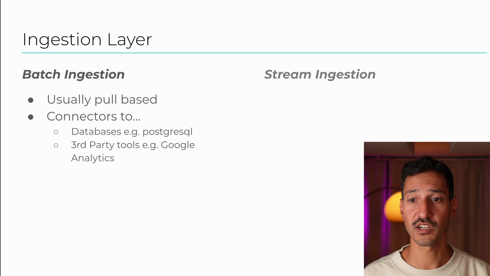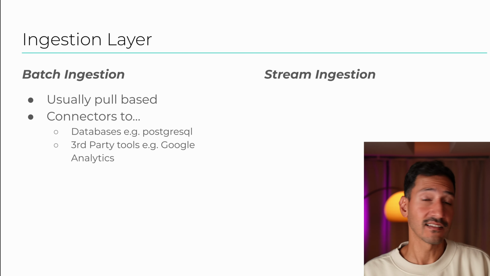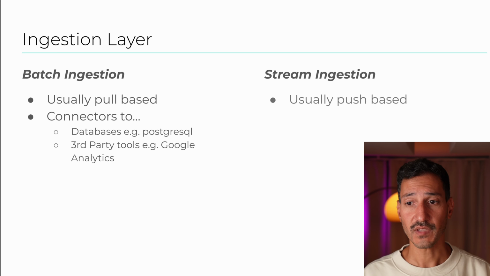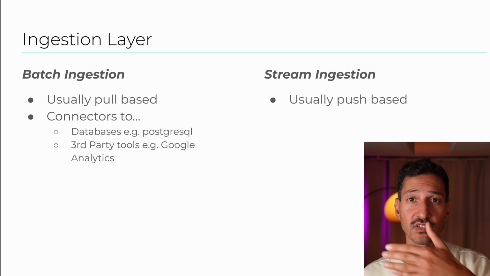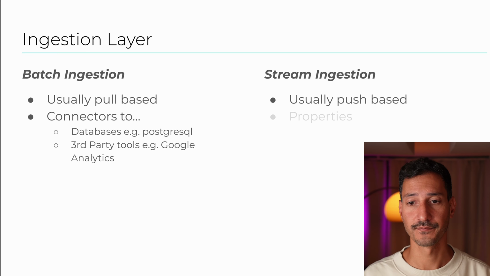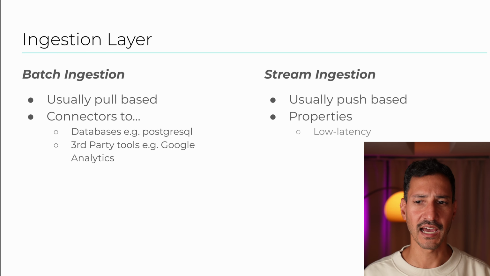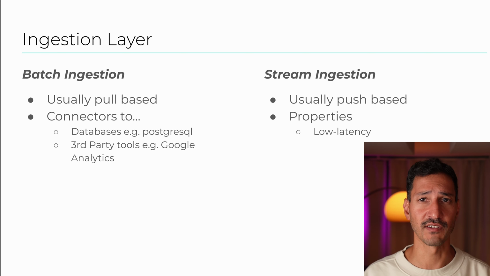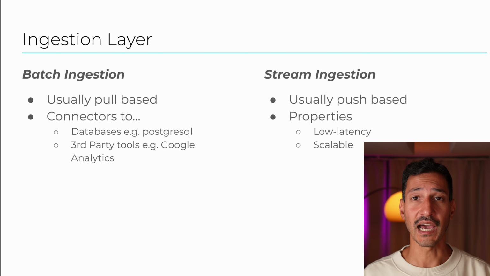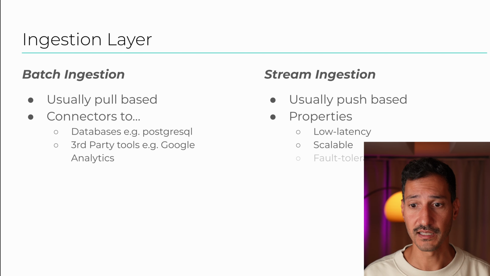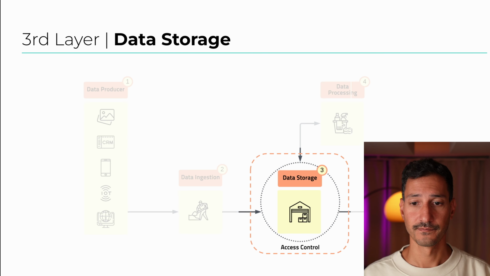On the other hand, we saw that data can be produced constantly in a streaming way. For that, our ingestion layer should be able to handle stream data as well. Usually this is push-based, so the data producers push the data to the ingestion layer. Some properties we want to have is that the system should have low latency, because usually you use push-based or streaming data when you want to have near real-time capabilities. The whole architecture should be scalable and, most importantly, fault-tolerant.